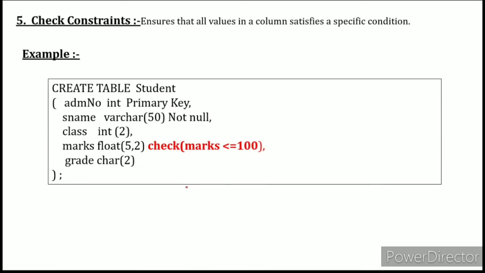Now check. It ensures that all values in a column satisfy a specific condition. Whenever you want to impose some condition, at that time we have to use the check constraint. So suppose that we want to specify some condition on a marks column. So how is it declared? Check, after that the name of the column. Only in this constraint we have to write the name of the column again. So check marks is less than or equal to 100. So whenever the user enters a value, marks must be less than or equal to 100.